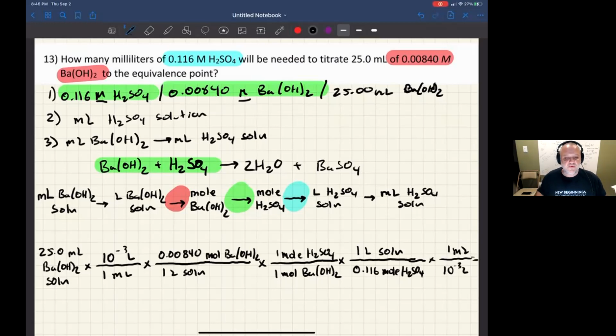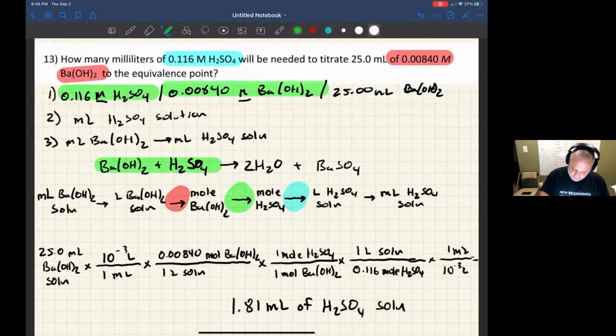Okay, when I do this into my calculator, I get 1.81 milliliters of the H2SO4 solution. And that's the final answer for this problem.